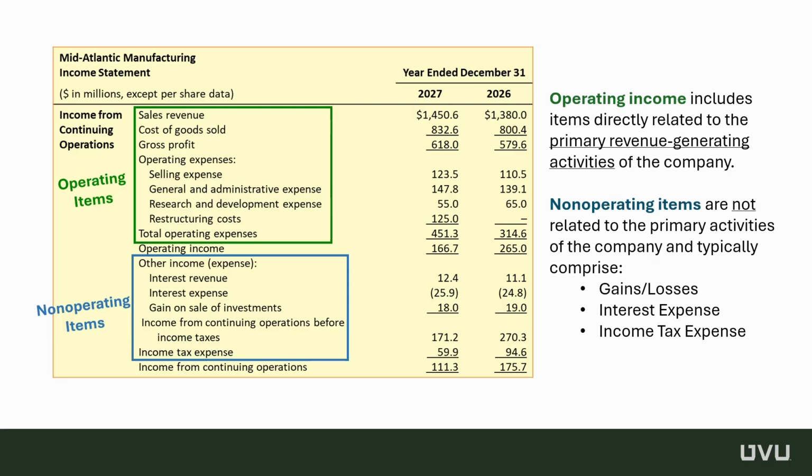Users often want to know how profitable the core business is. If a company reports high net income because it sold a building at a large gain, that might be good news for one period, but it does not necessarily mean that normal operations are highly profitable. Separating operating and non-operating items on the income statement can help users evaluate earnings quality.